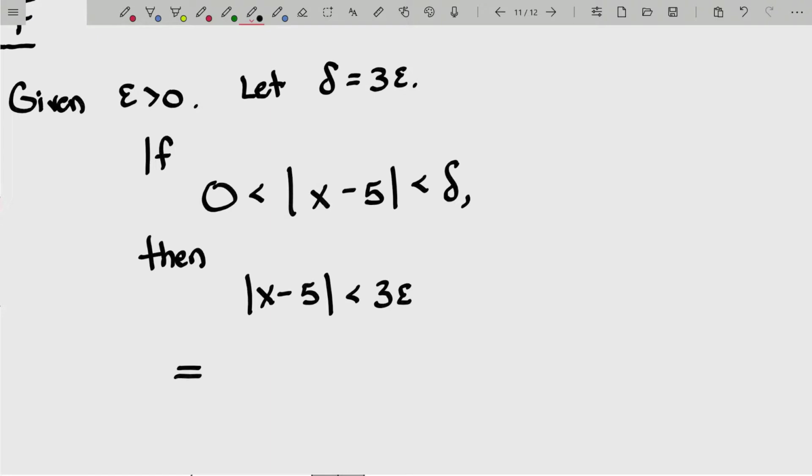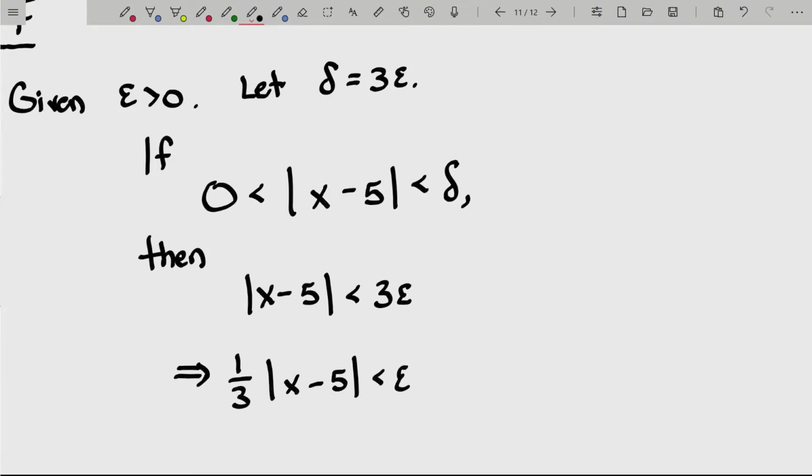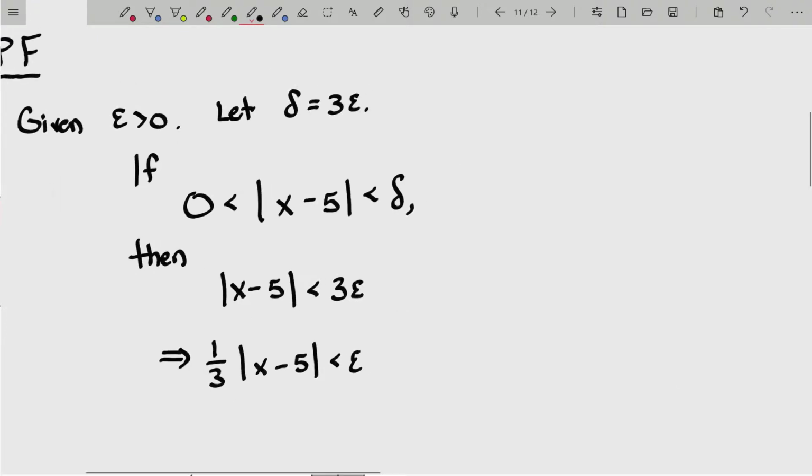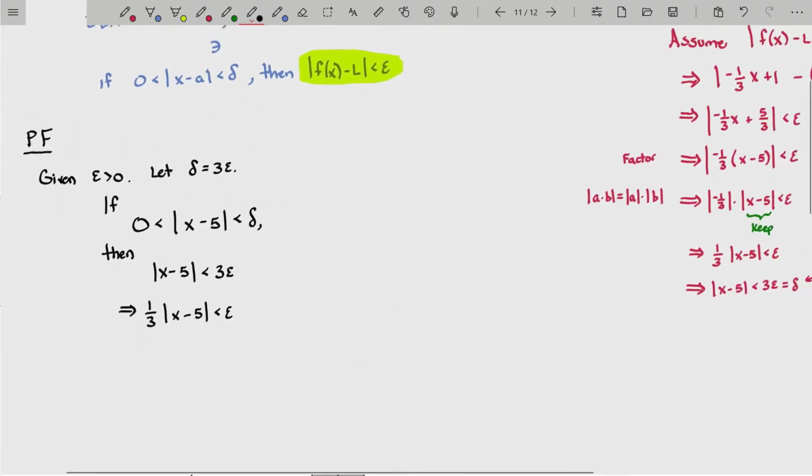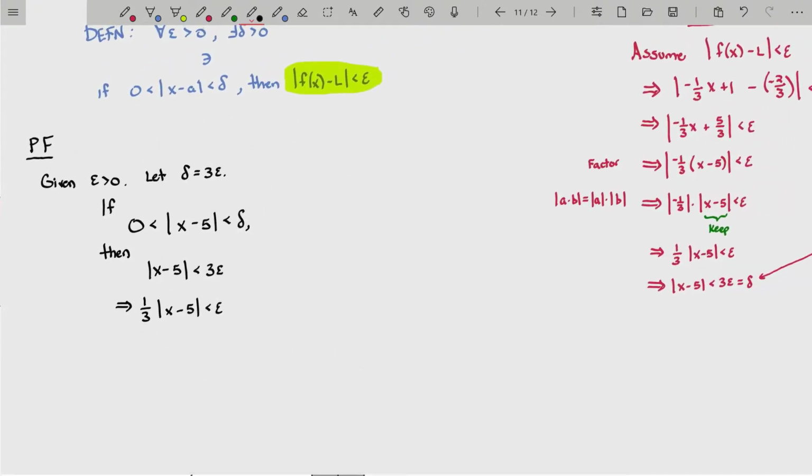Which will imply, now it's natural, I think, when people say, oh, I want to get epsilon on one side, they divide by 3 and they get, oh, 1/3 times the absolute value of x minus 5 is less than epsilon. Most people would actually stop right here and not know what to do if they didn't have scratch work. Luckily, I have scratch work. I can copy and climb this ladder.